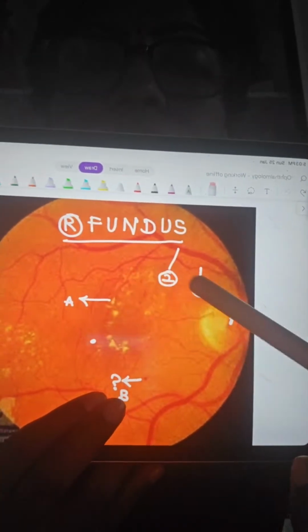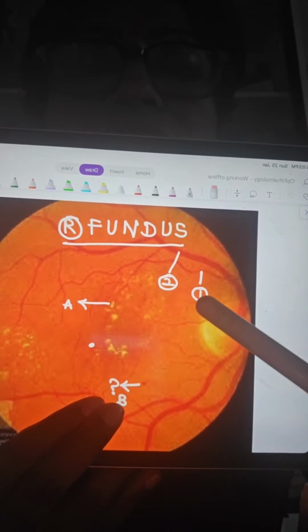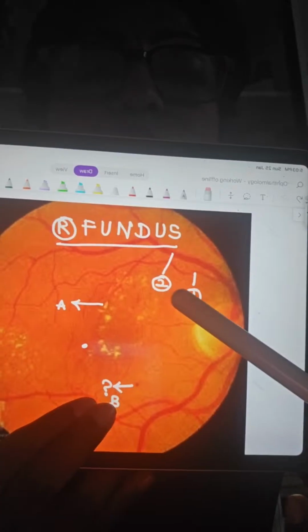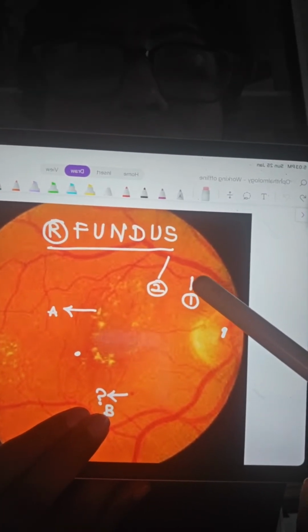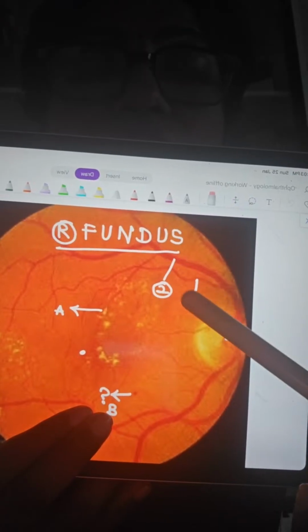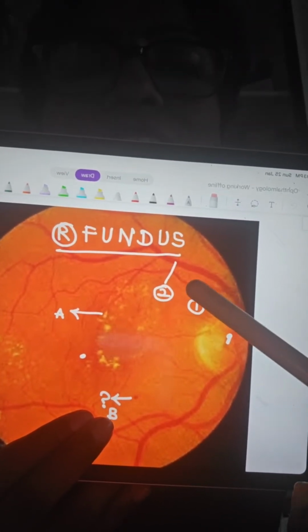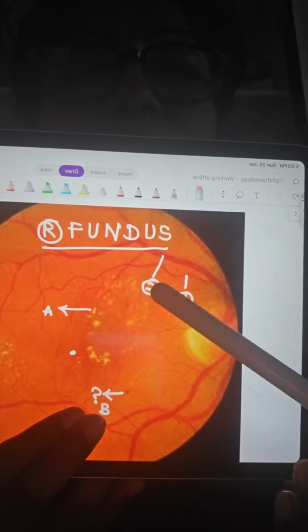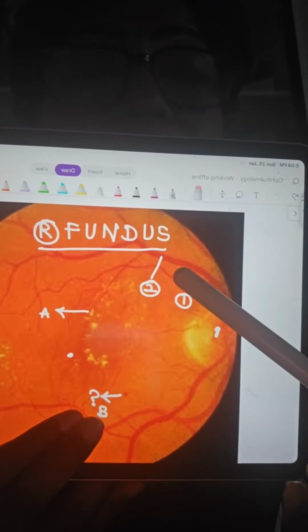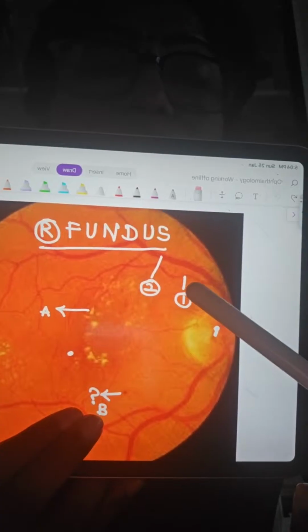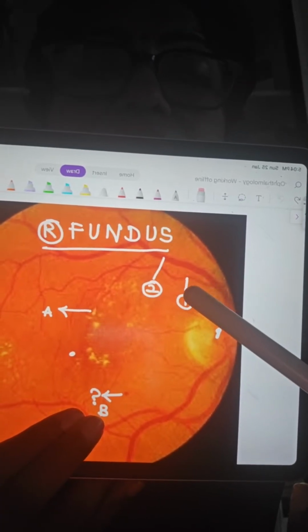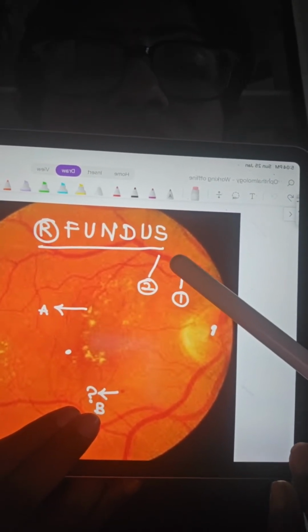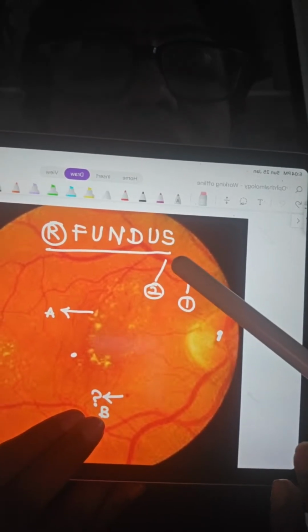So we are looking at the right-sided fundus. What is this structure that I marked as 1 and what is it that I marked as 2? Now, if you look at number 1, this red structure is quite thin, and it's lighter red in color. Whereas what I marked as 2 is darker red in color and a little thicker. So the one which is thinner and lighter red is your arteriole, and the one which is darker red and a little thicker is your venule.